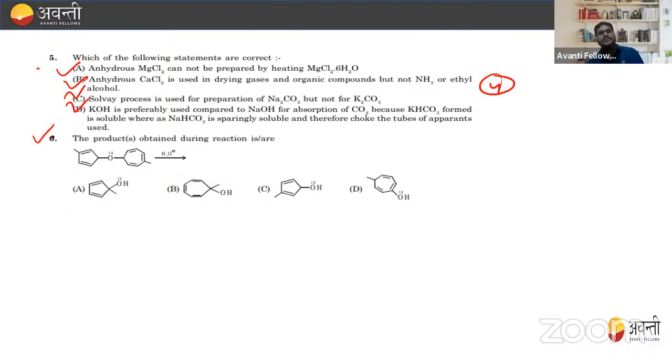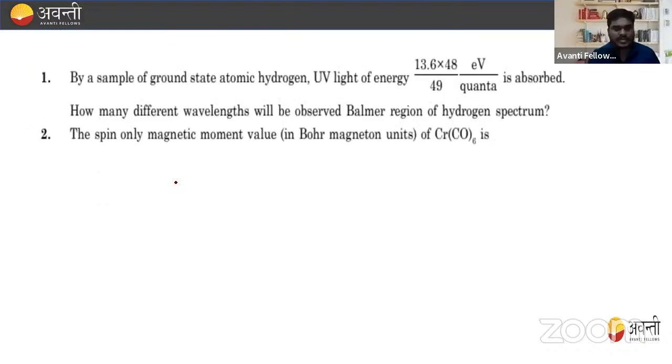Now, question number 6. Which product is obtained when this is treated with oxygen having the isotope 18, and then reacts with H3O+? So which will form, beta? Yes, this one, that is B and C. So only these two products will be formed.